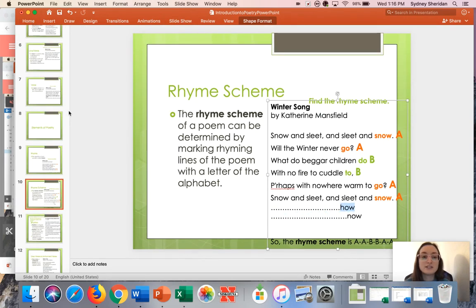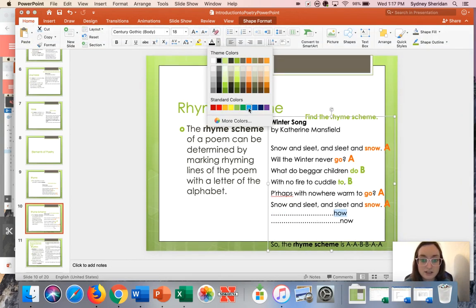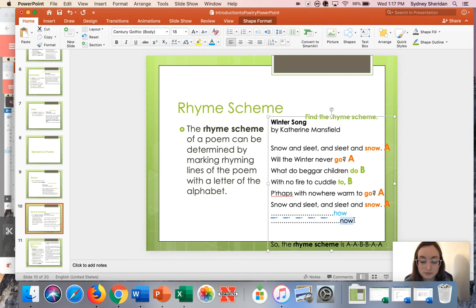So we would need a different letter to represent these. I'm going to make them blue. And I'm going to mark them with the letter C, because we've had A and B. So the next letter we would use would be C to mark our rhyme pattern, because we have a different rhyme sound, but we still have rhyming words at the end here. So that's how we would mark our rhyme scheme.